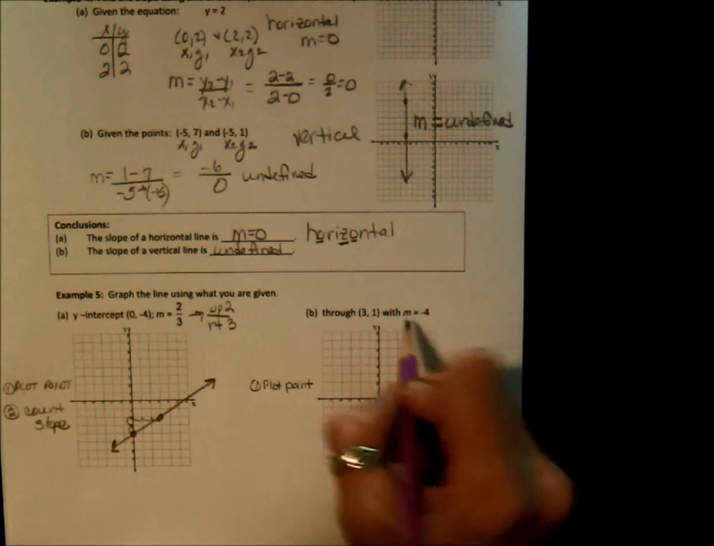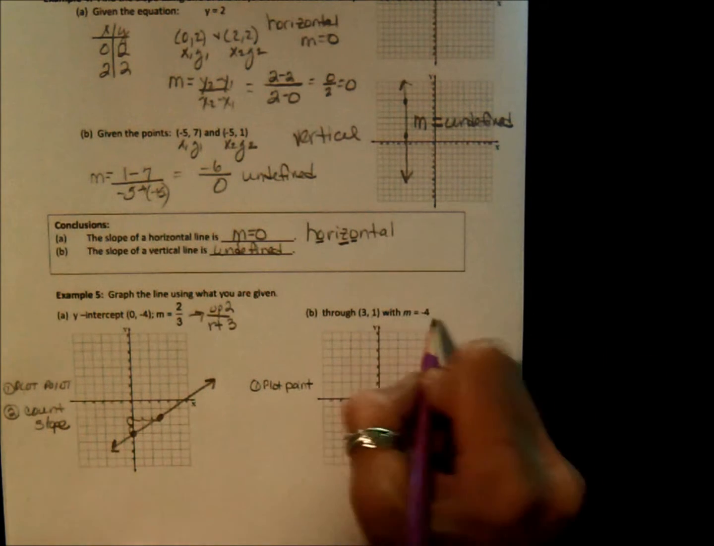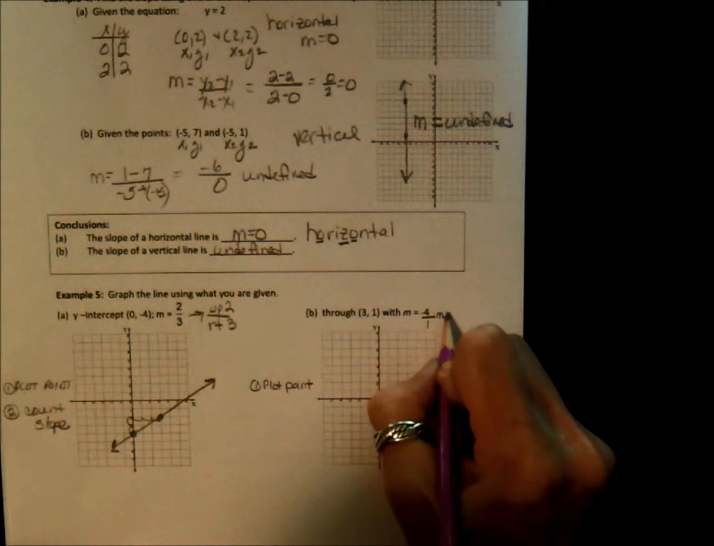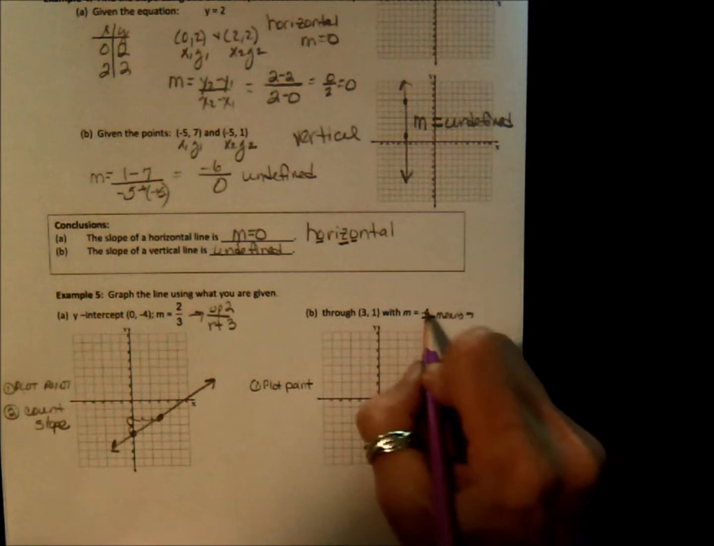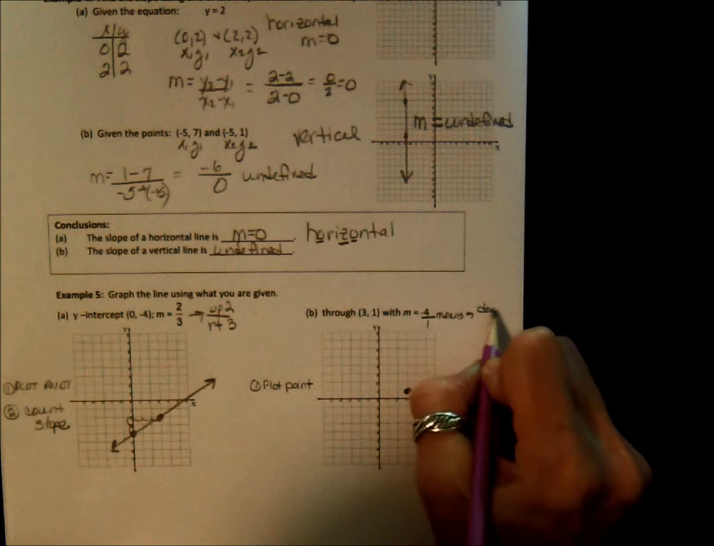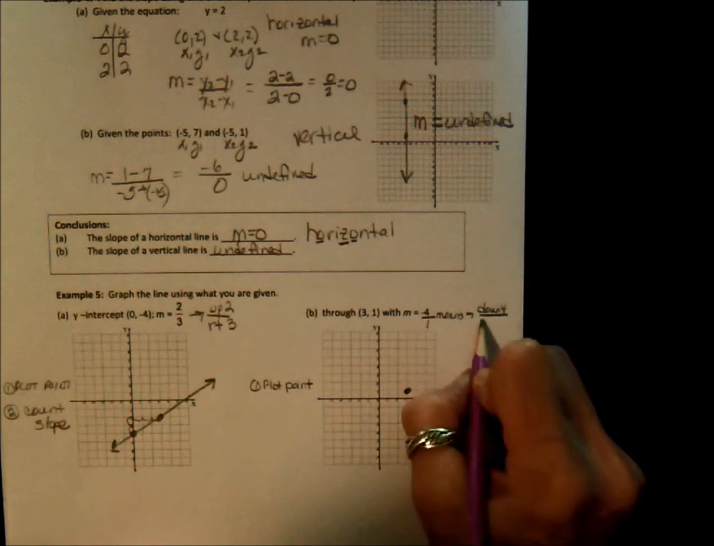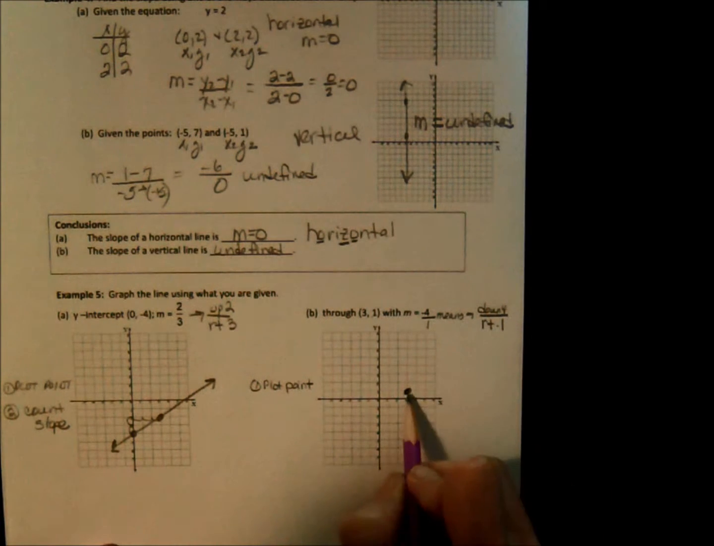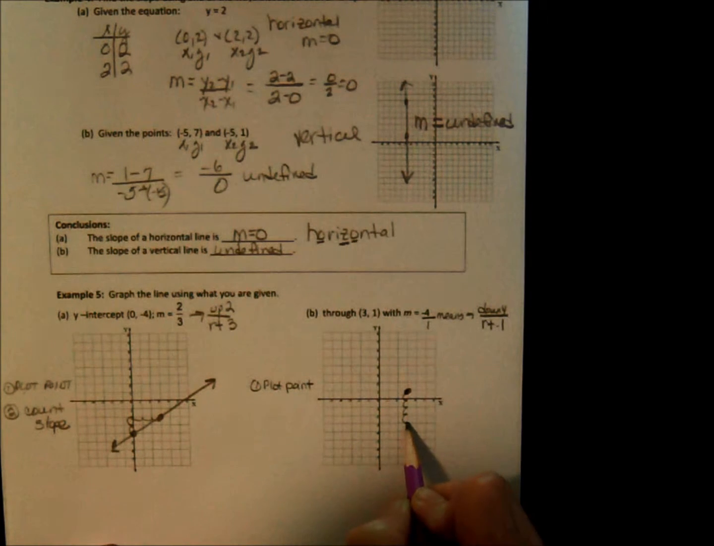And then I have the slope of -4. I'm going to put that over 1. And I know that what that means is, since it's -4, down 4, +1, right 1. That's why I put the 1 there, so you would remember to go right. So from this point, we're going to go down 1, 2, 3, 4, right 1, which is right here.